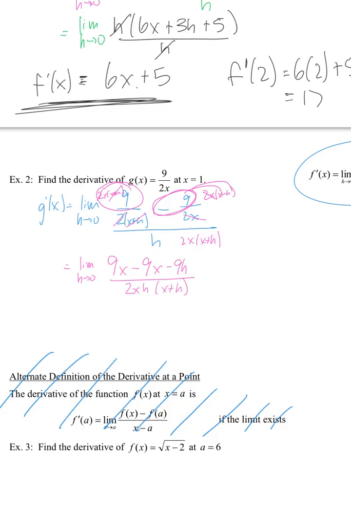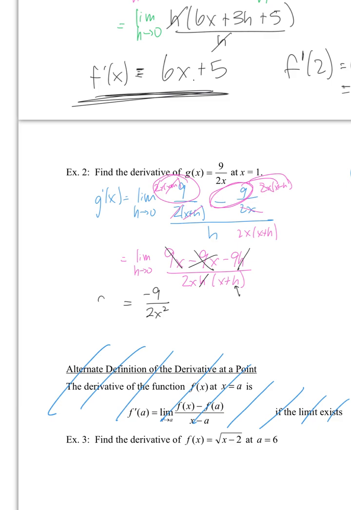Okay, let me switch colors. 9x minus 9x, that's gone. It cancels out. This h now cancels with this h. And because that h that I just canceled out is gone from the denominator, now I can actually take the limit. So when I put 0 in for that h, you can see my numerator is negative 9. My denominator ends up being 2x squared.